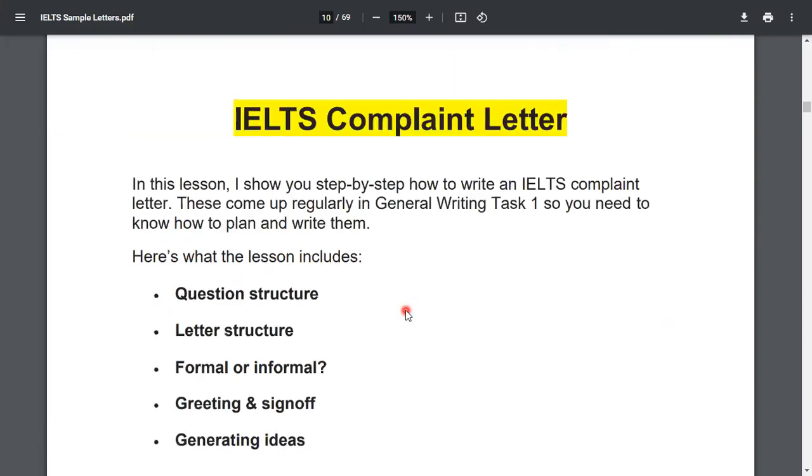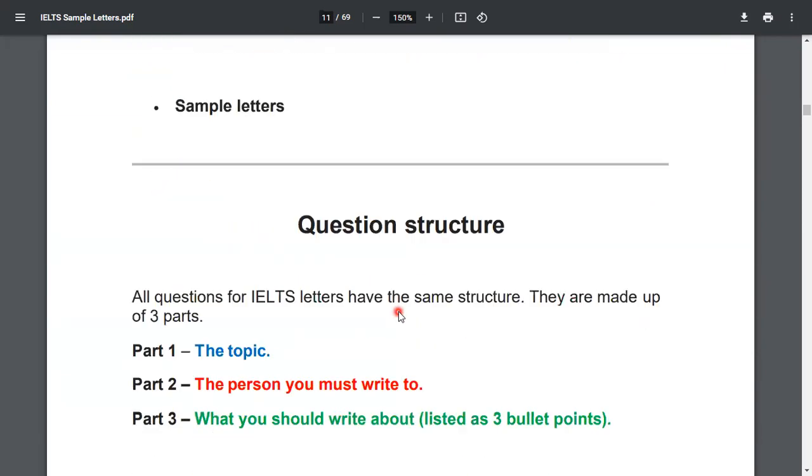Now let's move to the complaint letter. That's our second type of letter. In this lesson, I show you step by step how to write an IELTS complaint letter. These come up regularly in General Writing Task 1, so you need to know how to plan and write them. Here is what the lesson includes. I've actually shown you this again.